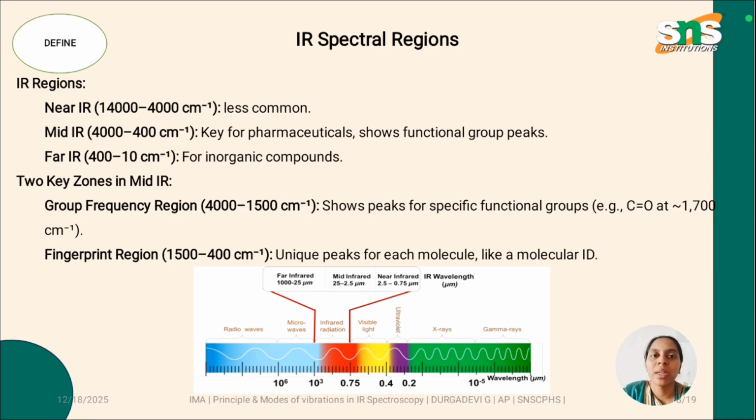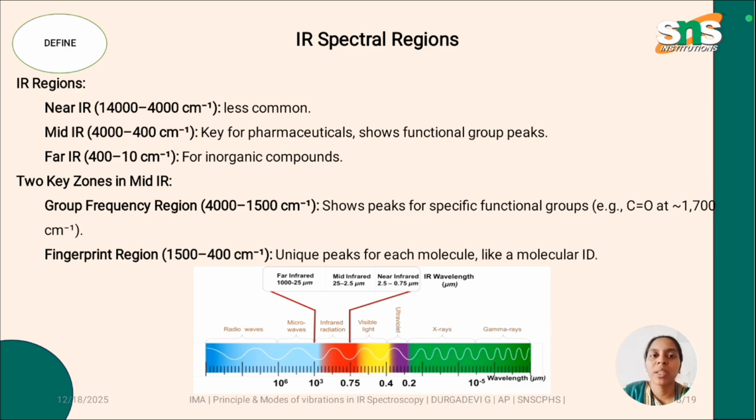Among the three, the near IR is the less common one, and far IR is mostly used for analyzing inorganic compounds. Whereas for pharmaceutical products, we will be using mid IR. The mid IR is also called the fingerprint region of the IR spectrum, and it actually shows peaks for functional groups. The two key zones in mid IR are the group frequency region and the fingerprint region.